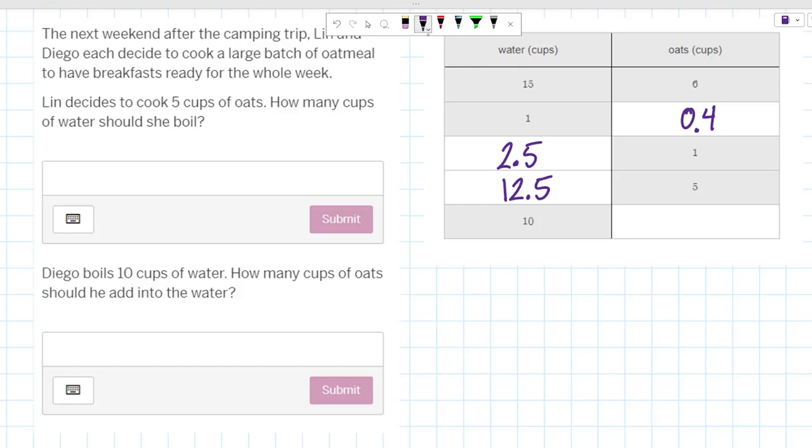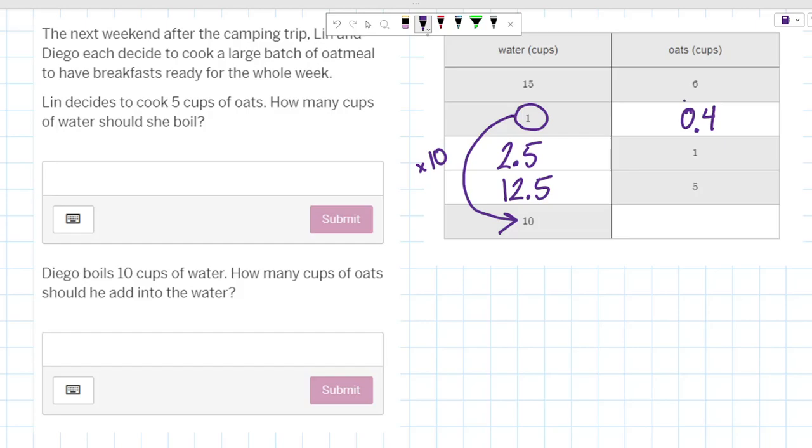So next, let's figure out for 10 cups of water, how many cups of oats need to go with that for Diego. So let's use the unit rate that we found. Look for 1 cup of water in the table. Where do you see it? 1 cup of water. It's right here. So we're going to use that one for our next calculation. So if we have 1 cup of water, how do we get from 1 to 10? 1 times what is 10? Well, that's just 1 times 10 is equal to 10.